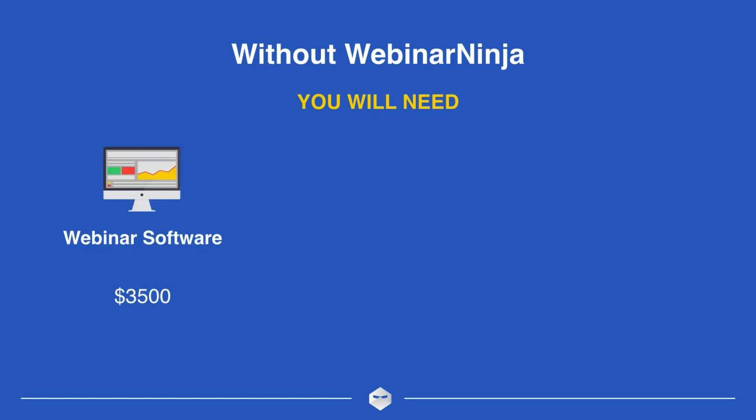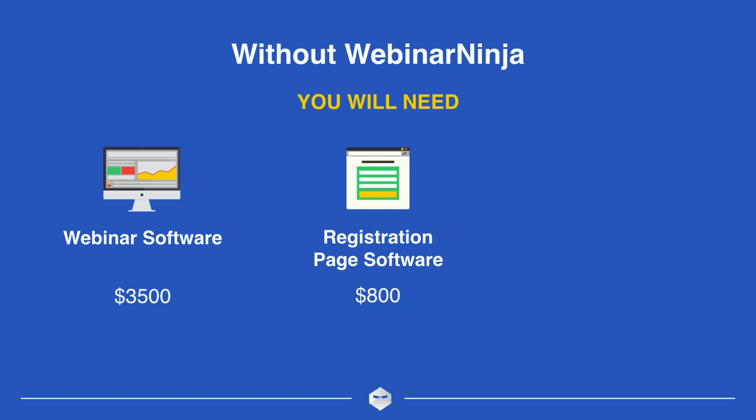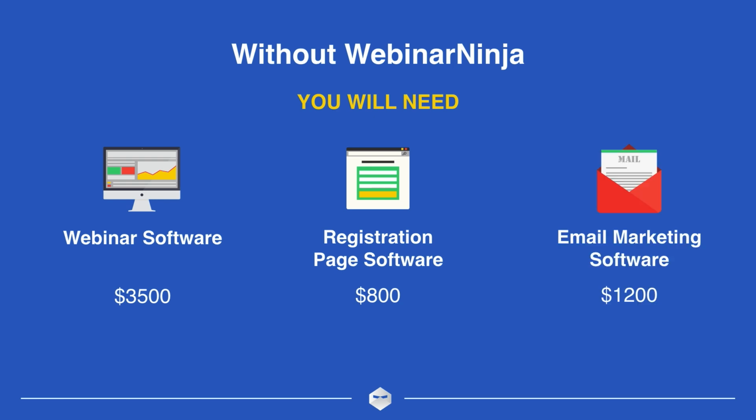You'll need the webinar software, which costs around $3,500 per year. You'll need a landing page builder to be able to market and register your visitors for the webinar, and this costs around $800 a year. Then you'll need an email marketing software so you can have emails go out to your registrants to remind them of the webinar, as well as send info like the replay page or an offer that you've made. And that's another $1,200 a year.